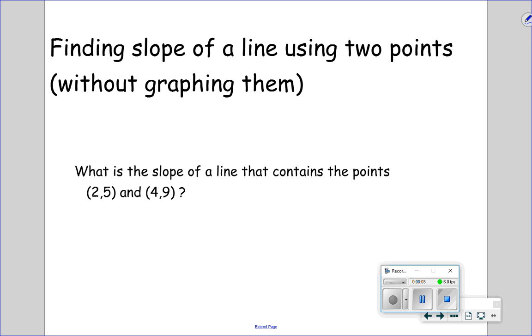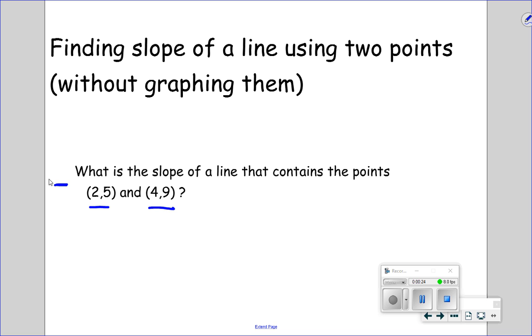Okay guys, today's lesson is on finding the slope of a line using 2 points, and we're not going to be graphing it to do it. So we won't have a graph. We're just going to have 2 coordinate pairs and find the slope of a line that goes between them. So just like in this example right here, what is the slope of a line that contains the 2 points (2, 5) and (4, 9)?